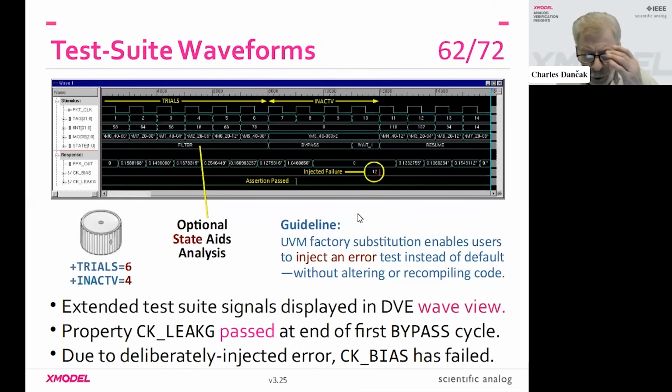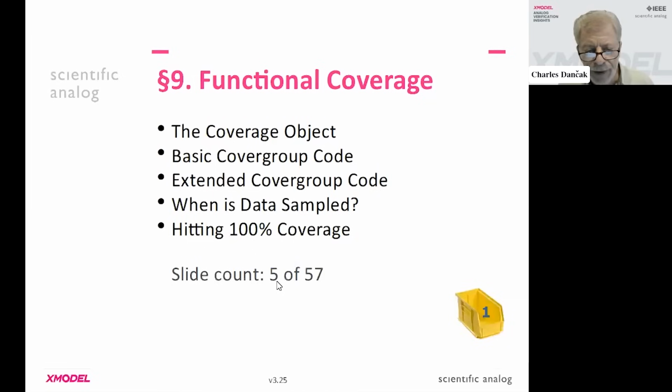We did it just by tweaking the condition, but in general, in UVM, you could use factory substitution to do that in a more elegant way, by injecting an error packet instead of the default packet or sequence by the factory without altering or recompiling the code. So there's our run. Let's finish up with the functional coverage. I hope this will still leave us a few minutes for Q&A.